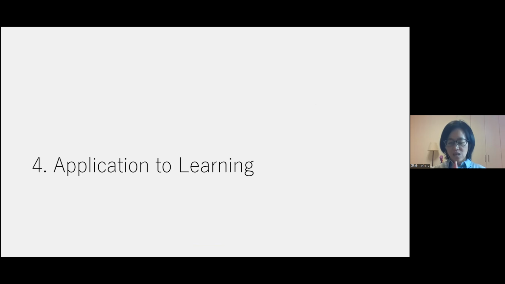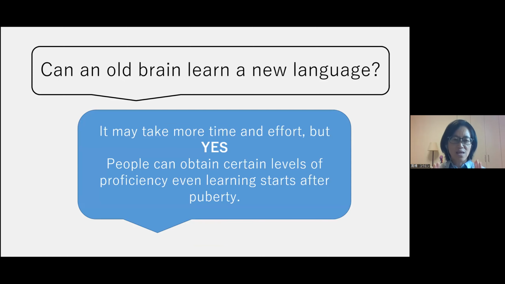Okay, so what does that mean for us, the old brain learning a new language? I'm going to answer this question. I don't know if this is a correct answer or not, but can an old brain learn a new language? I think from what I read so far, it may take more time and effort, but I would like to say yes.